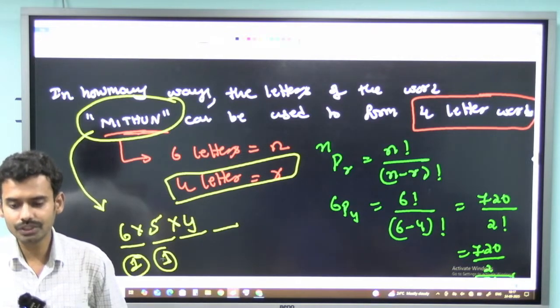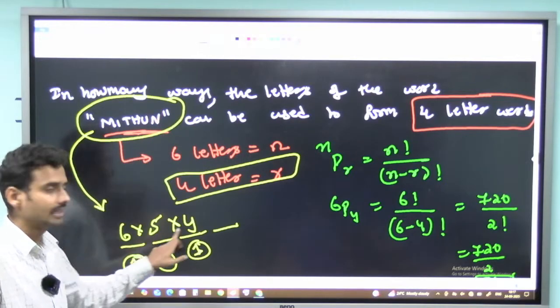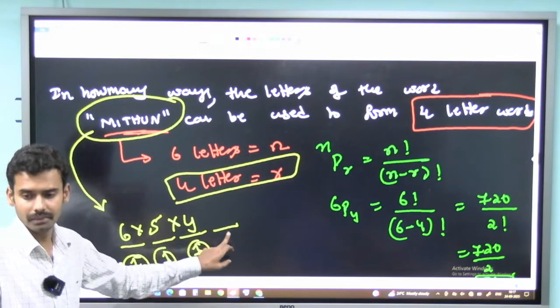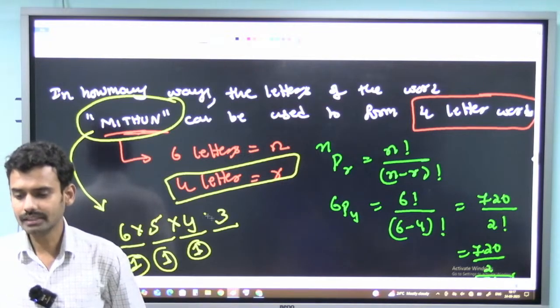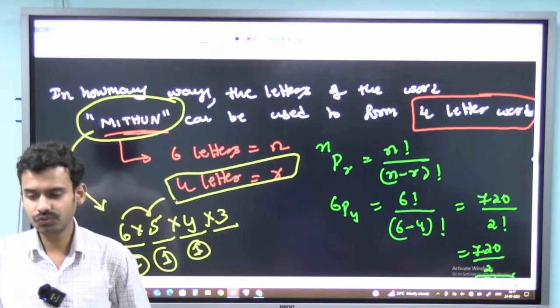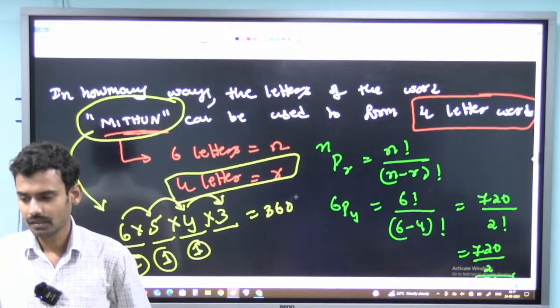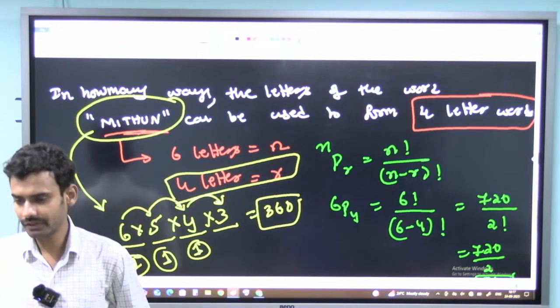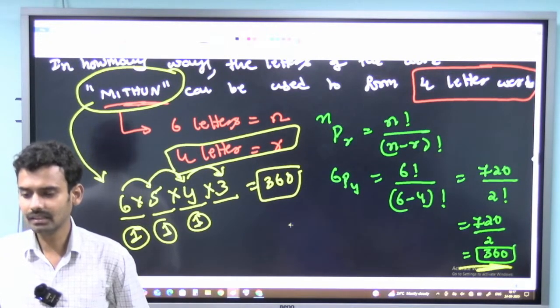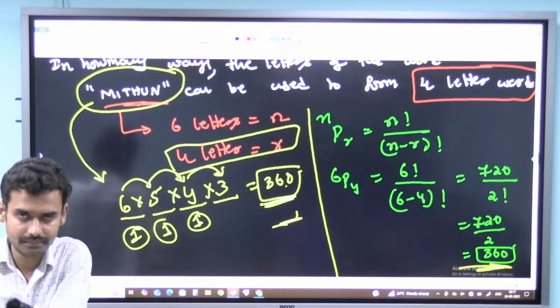Then 1 letter is used here, 1 letter is used here, 1 letter is used here. So out of 6 letters, I have used 3 letters. So I am left with 3 more. So I should take 3 here. So the answer is just 6 into 5 into 4 into 3. 6 5s are 30, 30 4s are 120, 120 3s will be 360. So am I getting the same answer? Observe here. I am getting the same answer, whether it is the formula method or the principle of counting method.